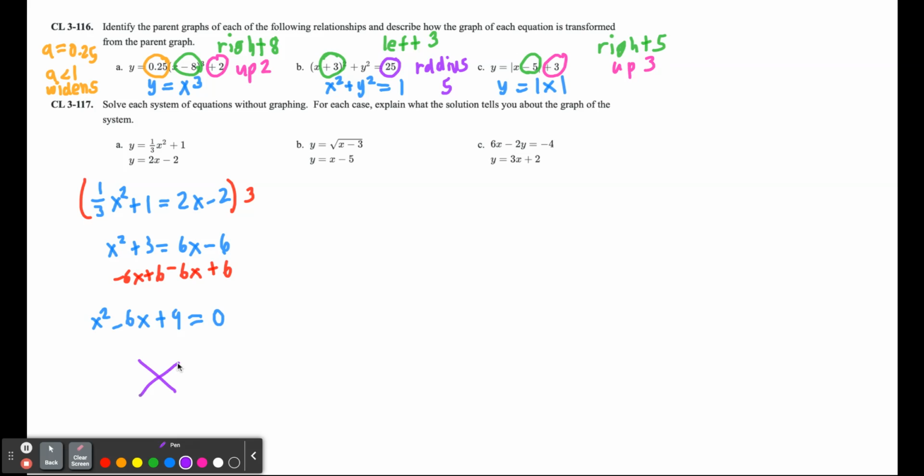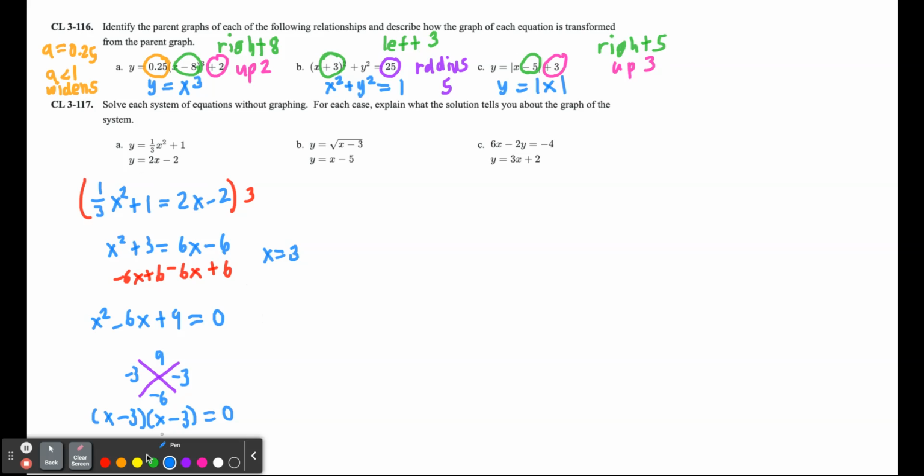And then we can do the quick factoring. So this 9 goes here, minus 6 goes here, and you get -3, -3. So this factors to x minus 3 times x minus 3 equals 0. And so your only answer is what makes this 0, which is x equals 3. And remember, that's the x coordinate of your point of intersection.